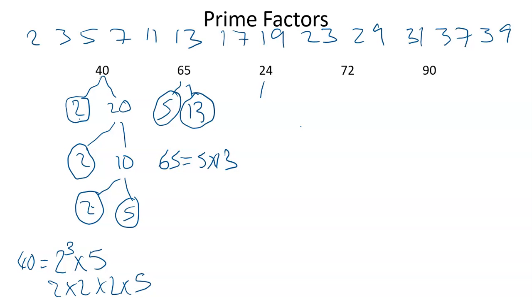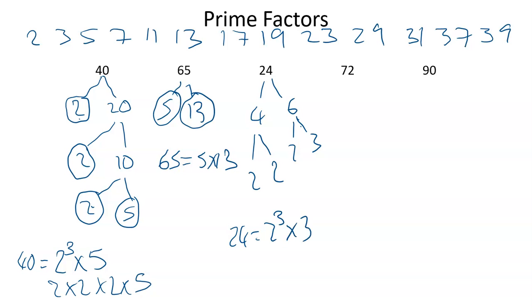24, we can split into, now you don't have to go straight into prime numbers. If instantly in your head it goes, oh, well that's 4 times 6, that's fine. Neither of them are prime, but that's not a problem. 4 becomes 2 times 2, 6 becomes 2 times 3. Now we have the primes, and so it's going to be that 24 is 2 cubed times 3.